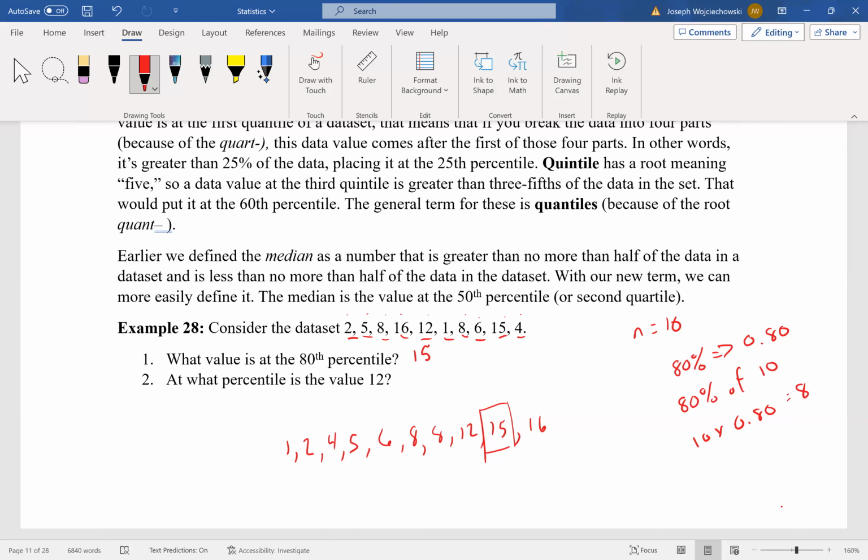At what percentile is the value 12? Okay, so here's 12. And if you look, we have 1, 2, 3, 4, 5, 6, 7 values below it. 7 out of 10, 70. So this would be the 70th percentile. That's it. It's that simple.